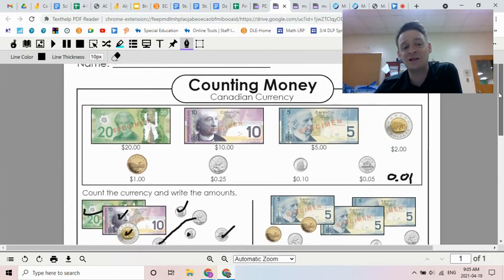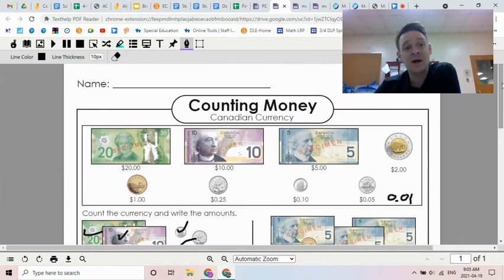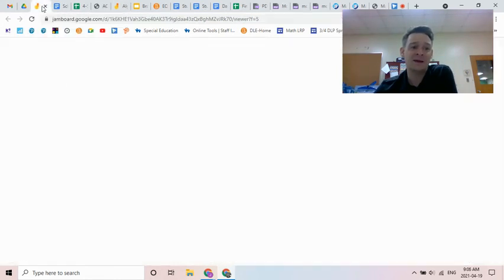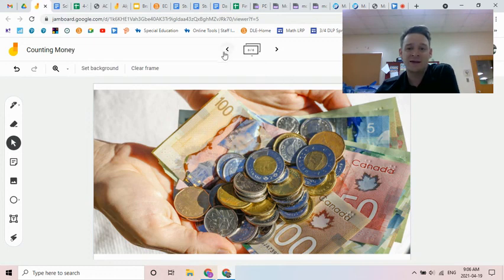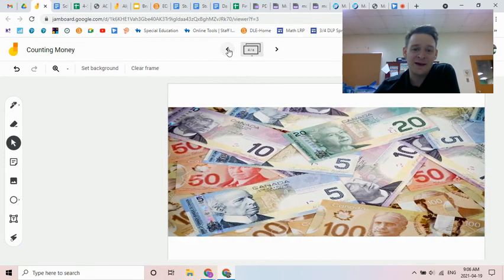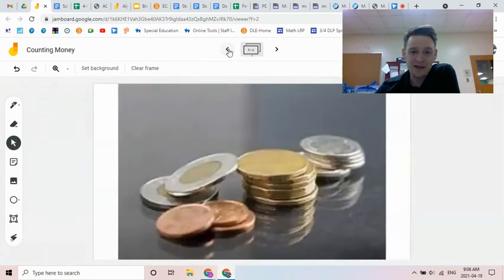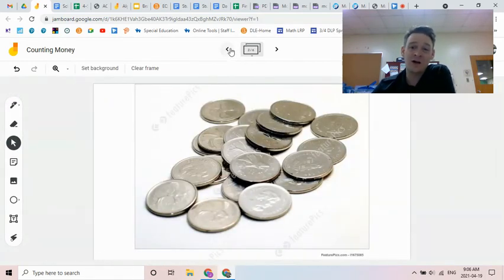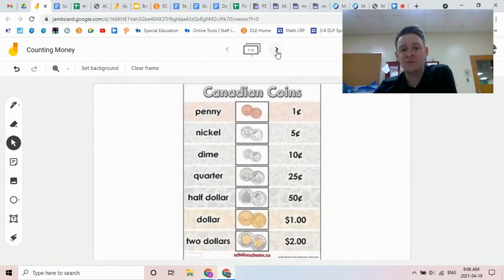If you whiz through this and you're looking for something else to do, check out the Jamboard that we did in our math class Monday morning. If you weren't there, I'll post it to the website shortly after that meeting. It kind of looks like this. There are 5 different slides with a pile of money on it, and your job is to count, or more likely make an estimate of the amount of money you're seeing.